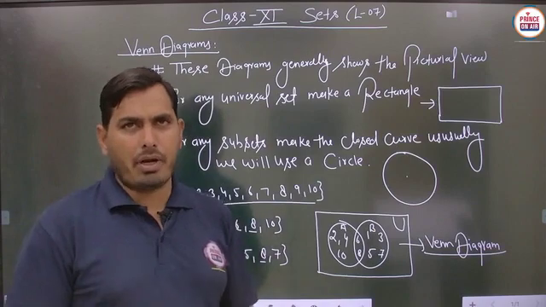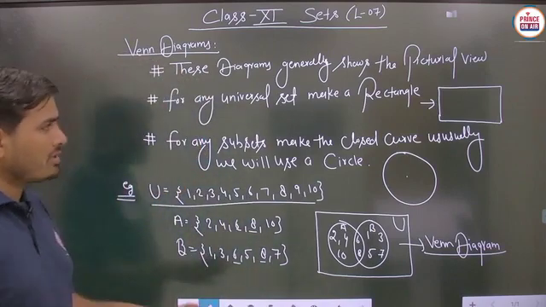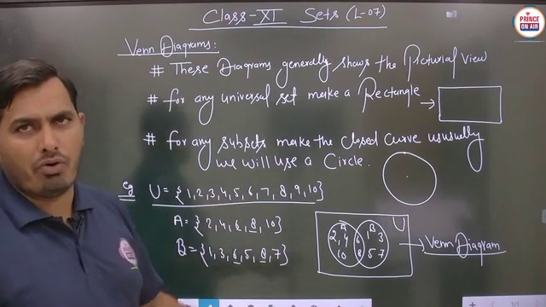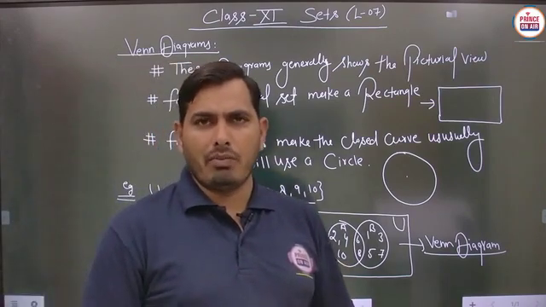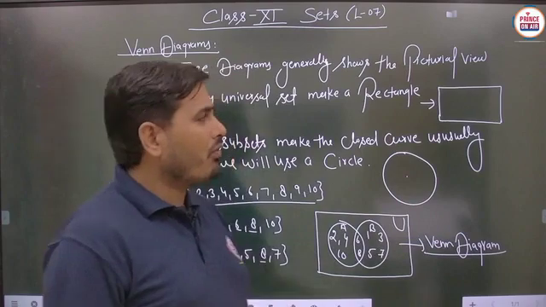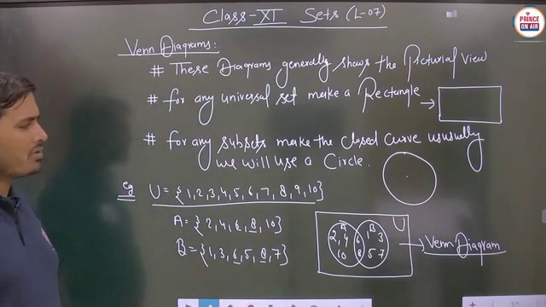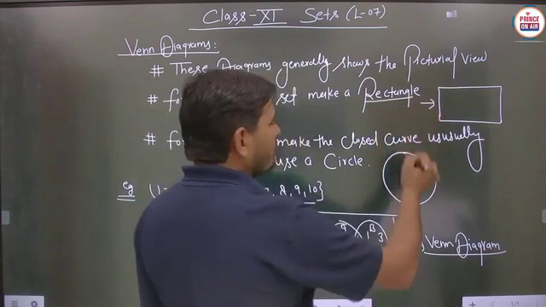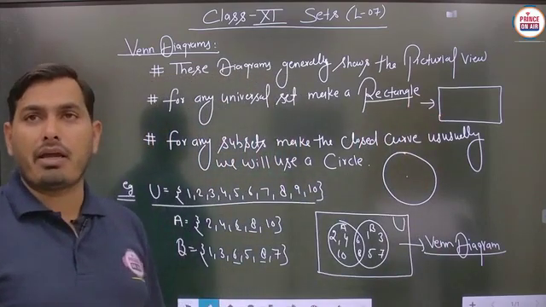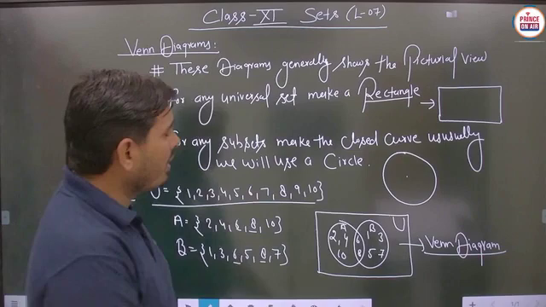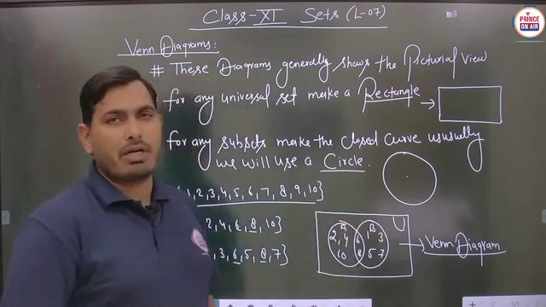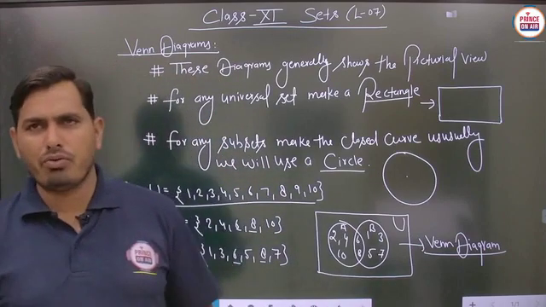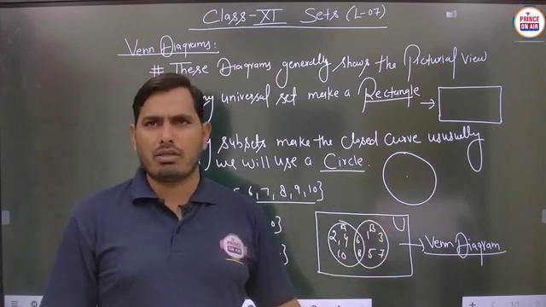So the very first part, in the case of the Venn diagram, what are we saying? We are saying that these diagrams generally show the pictorial view of any sets. Is it clear? Means we have to make a picture, and for the picture there are two types of figures, rectangle and circle. The rectangle is for what purpose? Basically the rectangle is made for the universal set, and for any kind of subset we have to make a circle. You can say that any closed curve you can make, but generally, student, we make circles here.